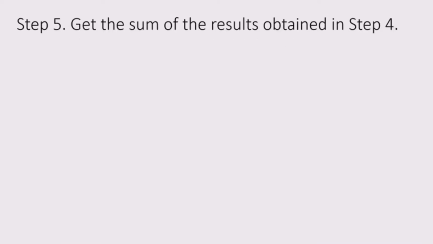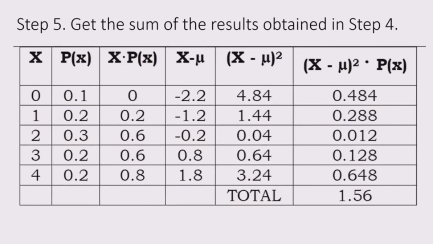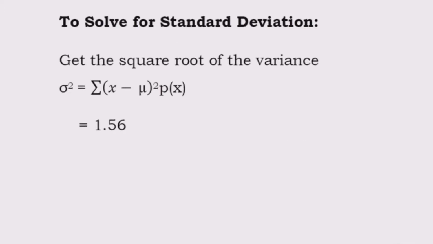Then, step number 5, get the sum of the results obtained in step number 4. So, ato gitotal tanan diha sa last column. So, ang ilang total is 1.56. So, recall sa formula. So, therefore, ang variance is 1.56. So, sa pag-solve sa standard deviation, get the square root of the variance. So, recall that our variance is 1.56. So, ato lang diyang kuha square root. So, ang iyang square root is 1.25.